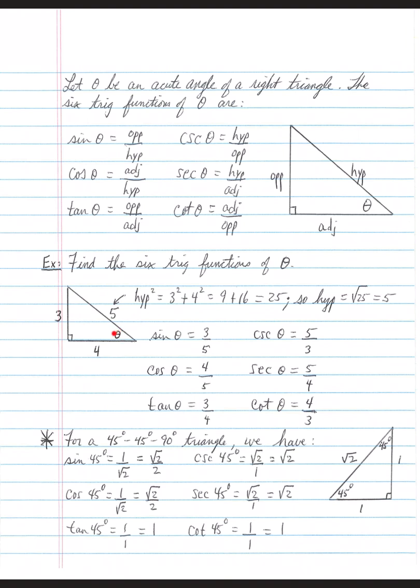I marked theta in this vertex. Sine of theta is opposite over hypotenuse, 3/5. Cosine of theta is adjacent over hypotenuse, 4/5. Tangent of theta is opposite over adjacent, 3/4. And then your other three trig functions are flipped over or reciprocals of the first three. Cosecant is the reciprocal of sine. Secant is the reciprocal of cosine. And cotangent is the reciprocal of tangent. Just flip the fractions over.